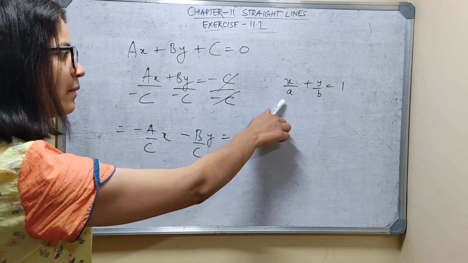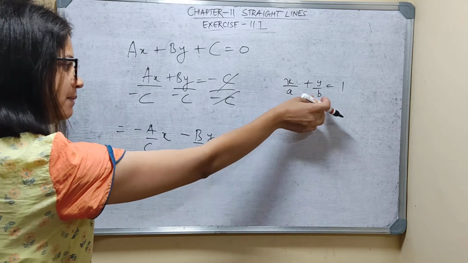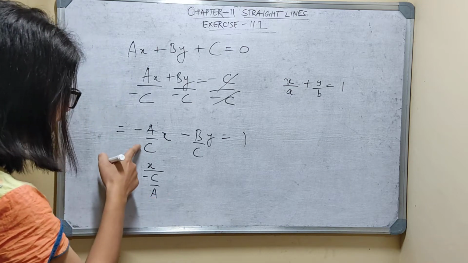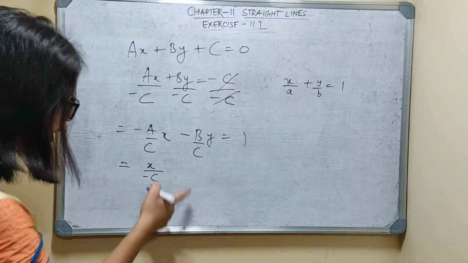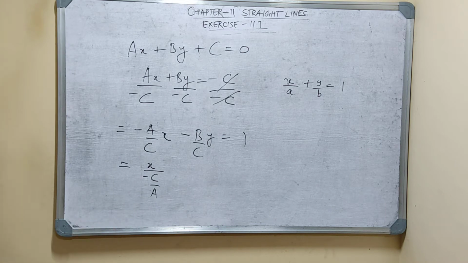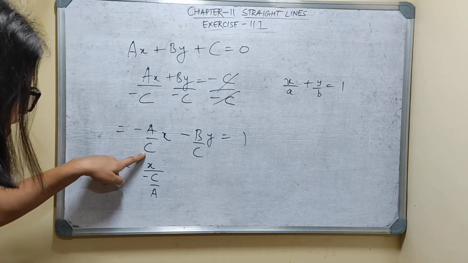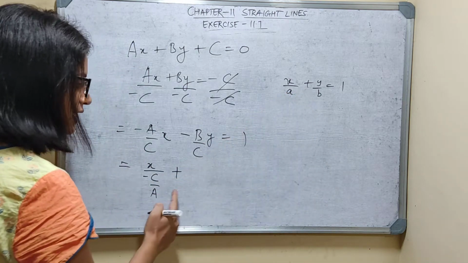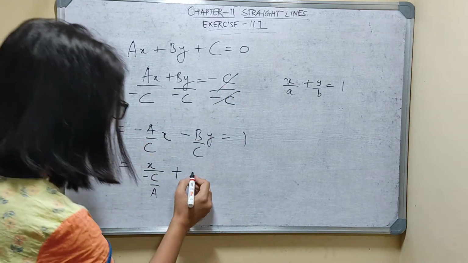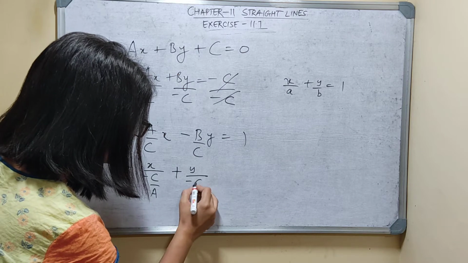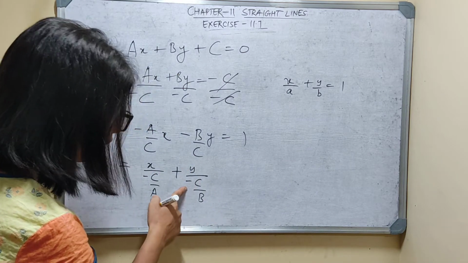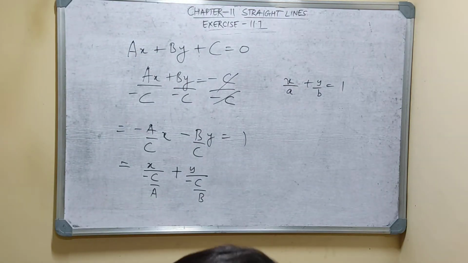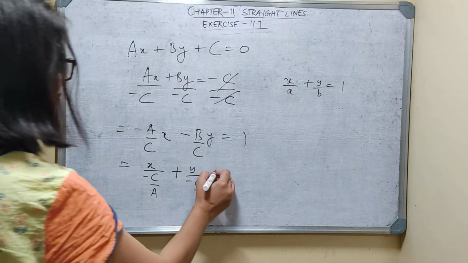Now you have to write it in x upon a plus y upon b form. This is the x intercept, this is the y intercept. So how will I write it? x upon minus c upon a, plus y upon minus c upon b is equal to 1. I write the negative down, and c upon a goes down. I need a plus sign here because I want to change into intercept form, and according to our formula this is plus.